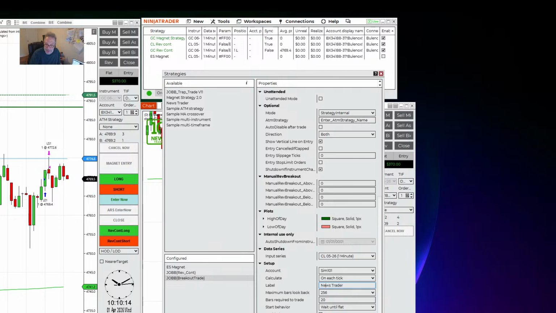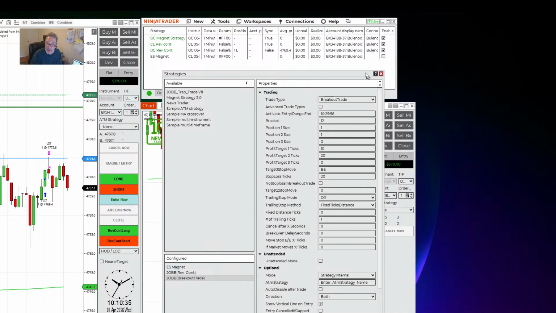News trader, and label it. We'll stay with account 37. Label it CL breakout. Here's what I think is a possibility. Choose the account 37. Let's leave the account on sim for a minute. Let's put the time on 0. Let's take a look at our bracket management. Time on 0.